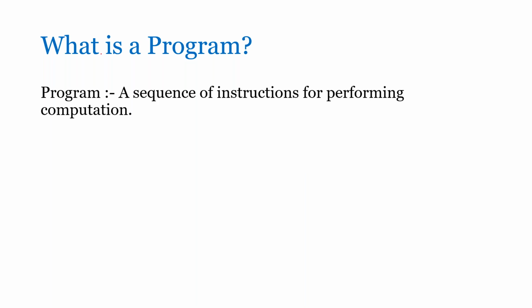So in programming, what is a program in a computer? A program is a sequence of instructions for performing computation. Computation could be of any type. If you want to do something, you write a sequence of instructions for the computer, and the computer then follows it, in Python line by line, and executes it, and you get your result. That execution is called computation.